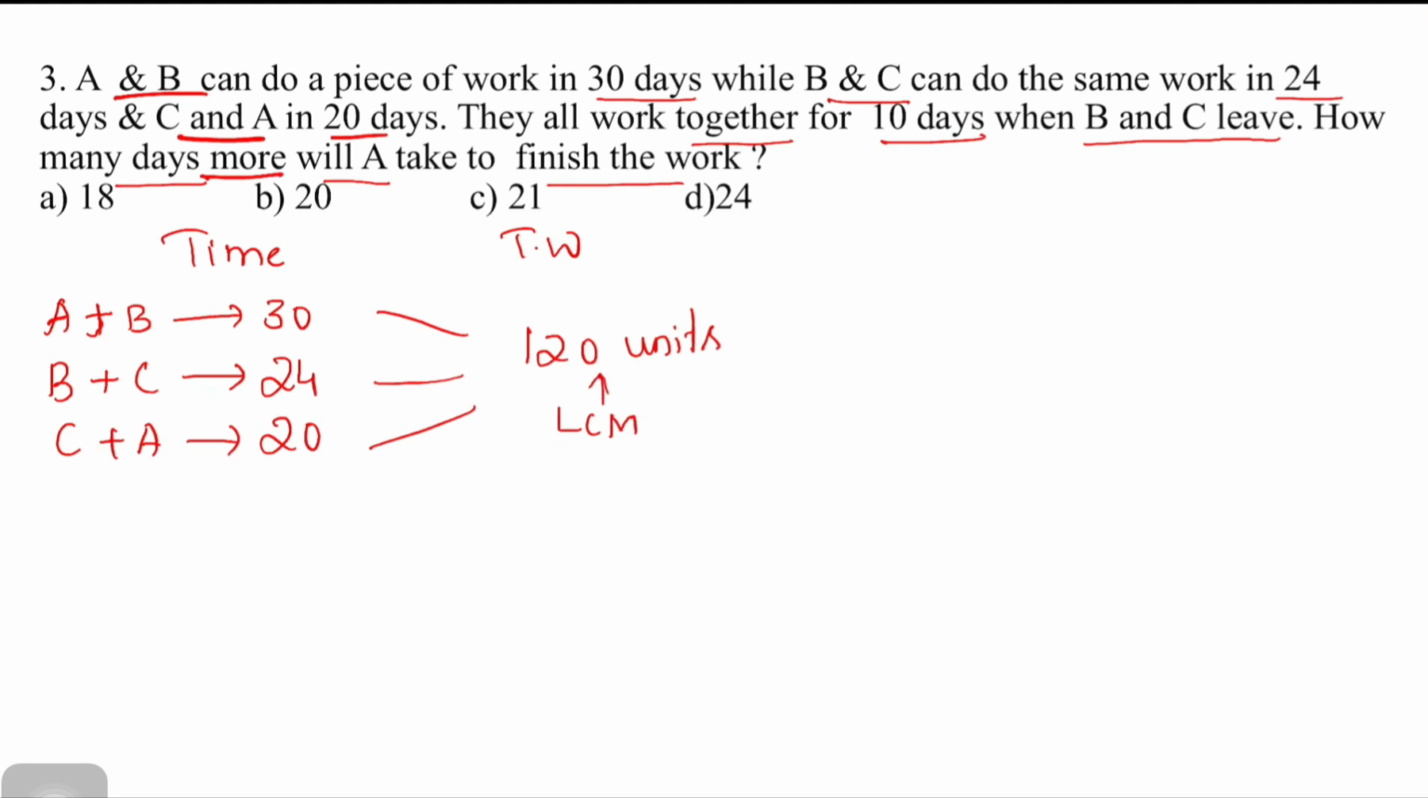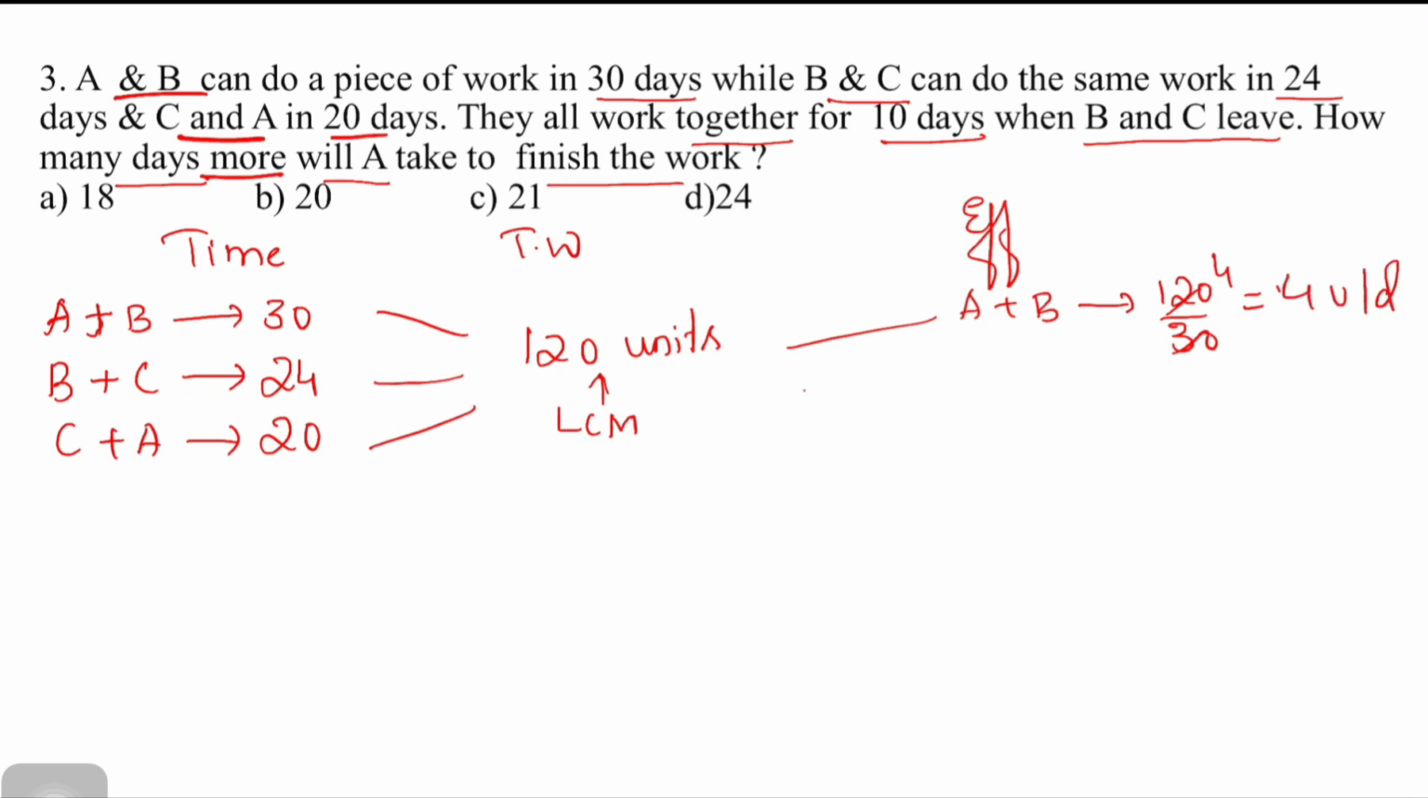Remember this. Okay. Next, efficiency. So efficiency of A and B. That is, if 120 units is the work and A and B can do it in 30 days, so in one day, how much will they do? In one day, they'll do 120 by 30, which is equal to 4 units per day.